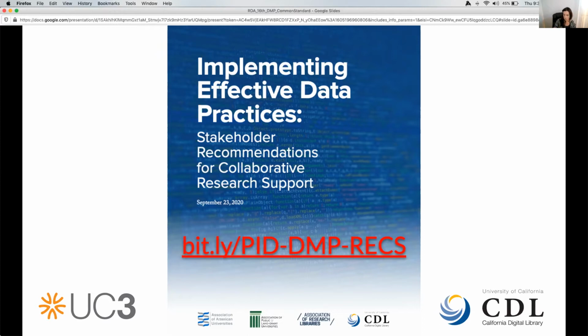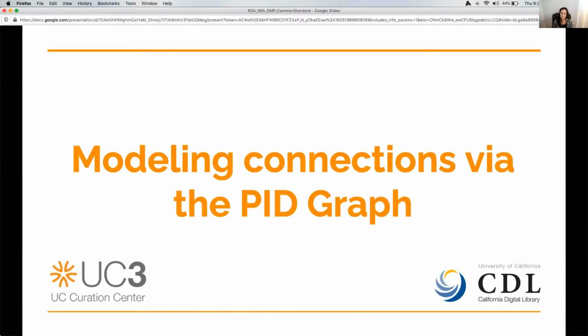I've got the short link right there. It's a short report. It's only about 10 or 12 pages, and it's very action-oriented about specific things that different stakeholders can do to adopt PIDs and to work machine-actionable DMPs into their work and into their communities that they support. So I'm going to switch over and talk a little bit about our work modeling connections that are made possible in a machine-actionable DMP through the PID graph.